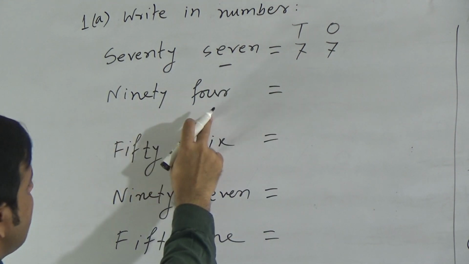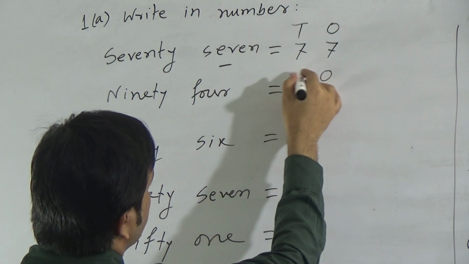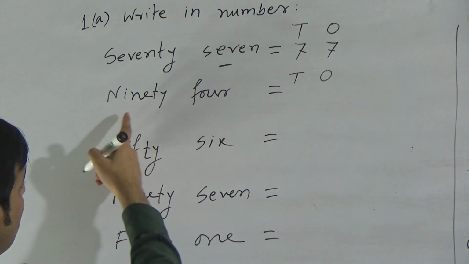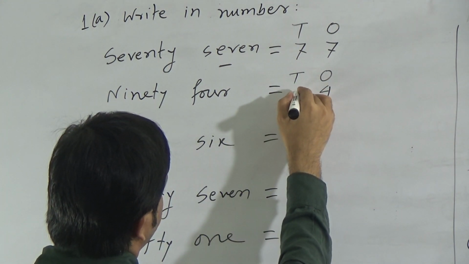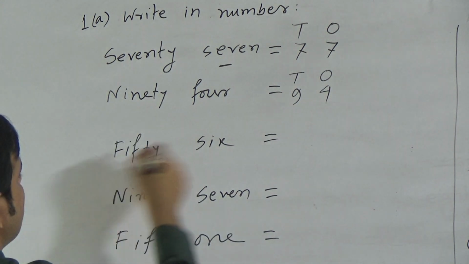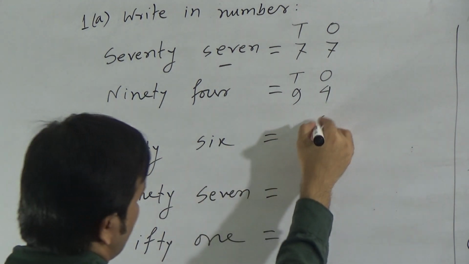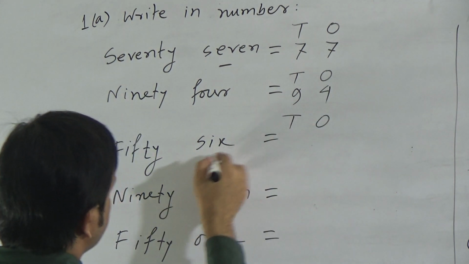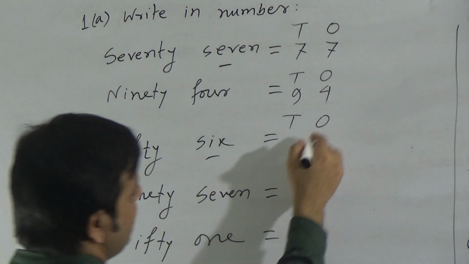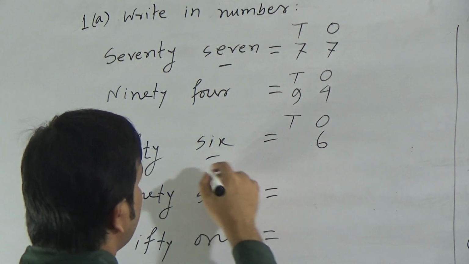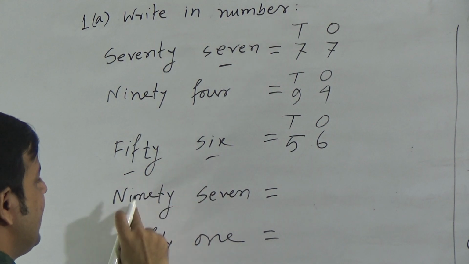Then 94. Here 4 will be in ones place, and as this is 94, so 9 will be in tens place. Now 56. We have to write 6 in ones place, and to write 50 we need 5 in tens place. So we can write here 6 and here 5. So this is 56.